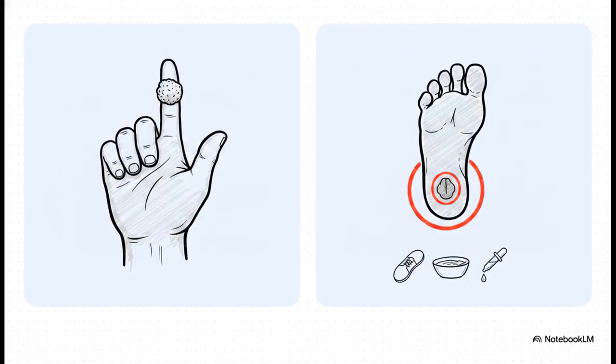You also need to know how to differentiate your HPV warts. A standard verruca is just a rough, gray-brown papule that can pop up anywhere on the skin. But verruca plantaris specifically hits the plantar surface, the soles of the feet. And this brilliantly illustrates how location completely dictates treatment.